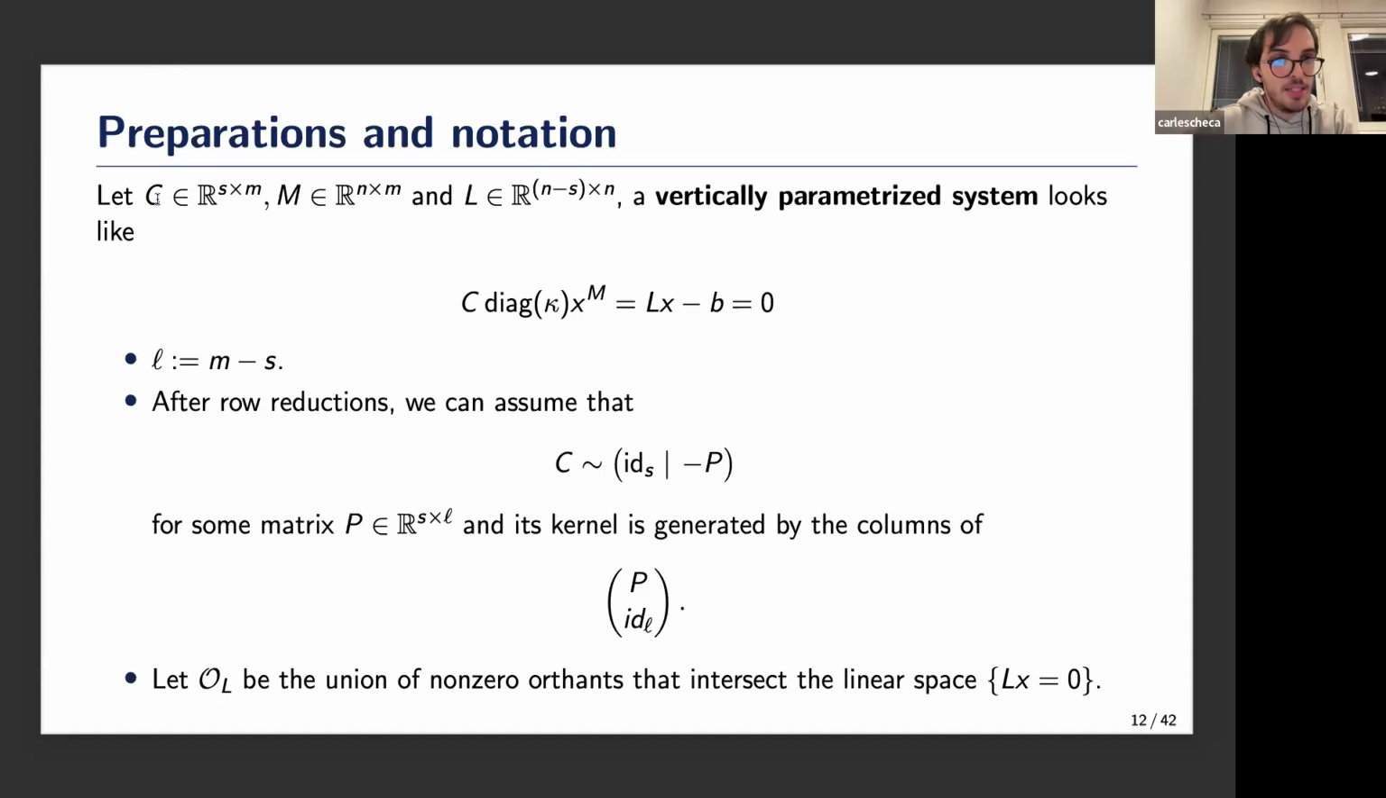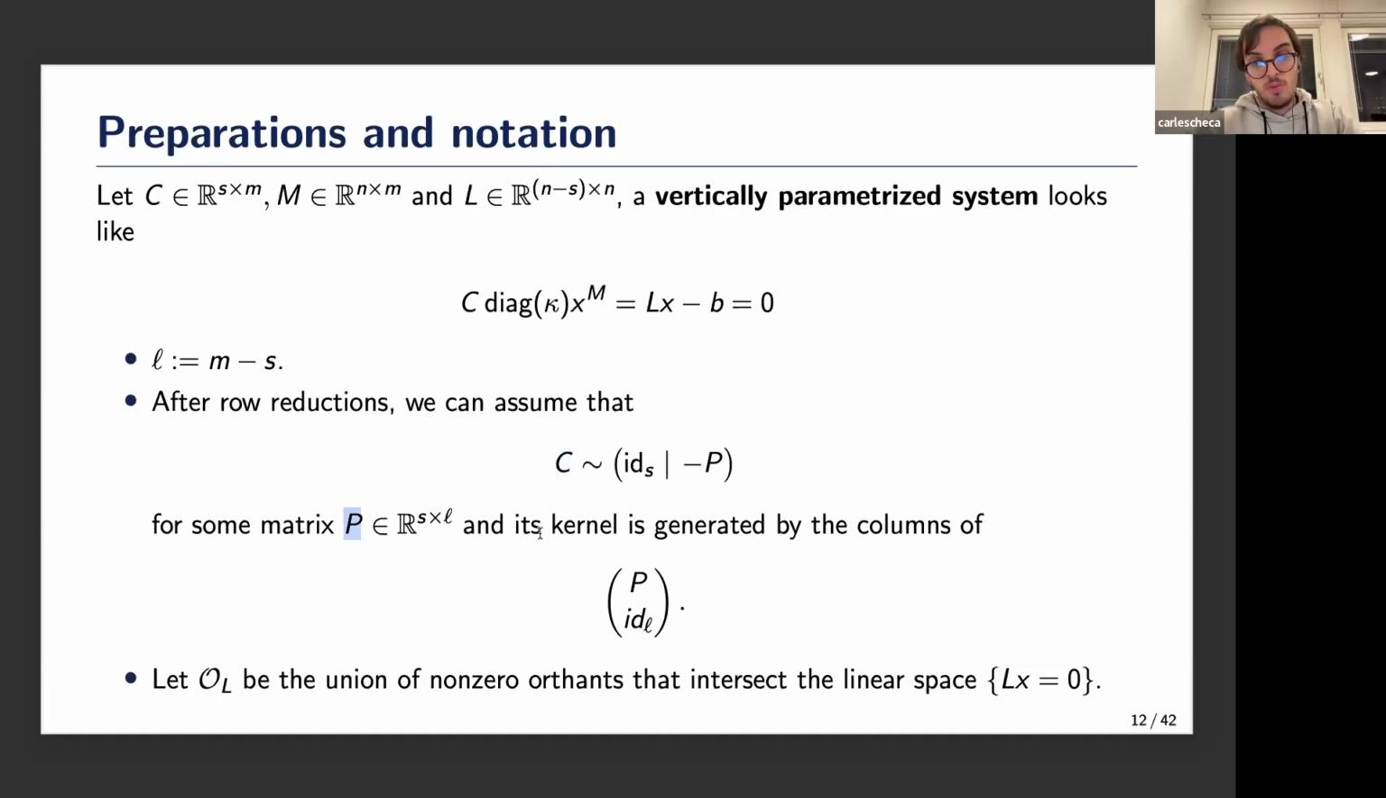Now, once we had the matrix C, which has rank S times M, then we label as small l the corank. And as we assume that it has rank S, we can write the matrix C in certain row-reduced echelon form, which is basically having, after some row reductions, a first block that corresponds to the identity and then a certain other matrix P. These row reductions don't change the zero set of the polynomial systems, so we can do them. And this matrix P will have S rows and L columns. S is the rank of C, L the corank.